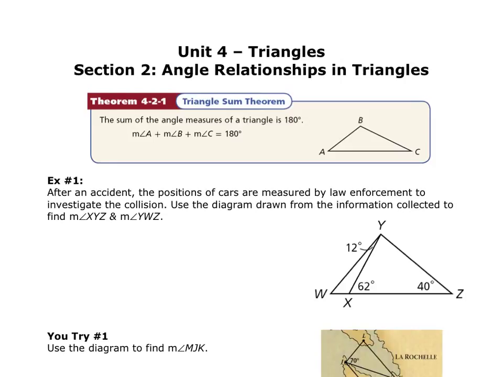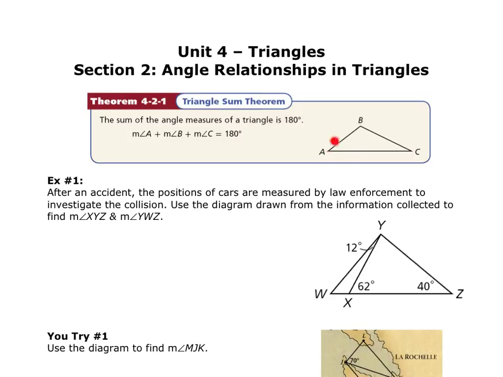This is section 2, angle relationships in triangles. Today we're going to look at a few rules that are specific to angle measures in triangles. First rule here is called the triangle sum theorem, and it says that the sum of the angle measures of any triangle is 180 degrees.